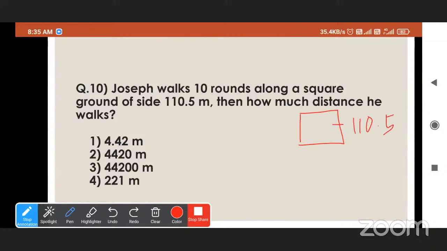So what do we have to do to find the total distance? First of all, we have to find out the perimeter of this square ground. So perimeter of a square is P is equal to 4 into S. So here S given is 110.5.